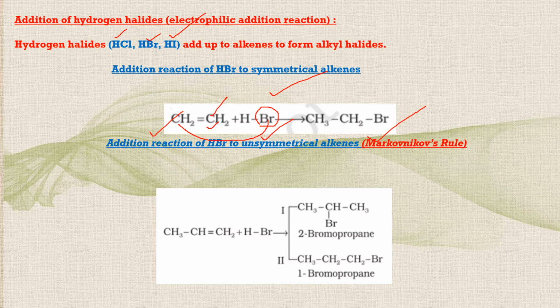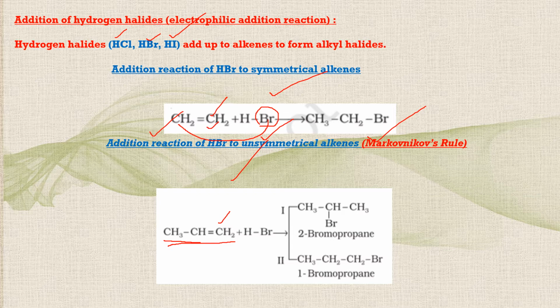But when I have unsymmetrical or asymmetrical alkene, for example, I have propene. Why am I calling it unsymmetrical? Because on both the sides of the double bond, I cannot see same type and number of atoms. This side you have only CH2 and this side you have CH3 and CH. So this is an example of unsymmetrical alkene. Here the Markovnikov's rule applies.